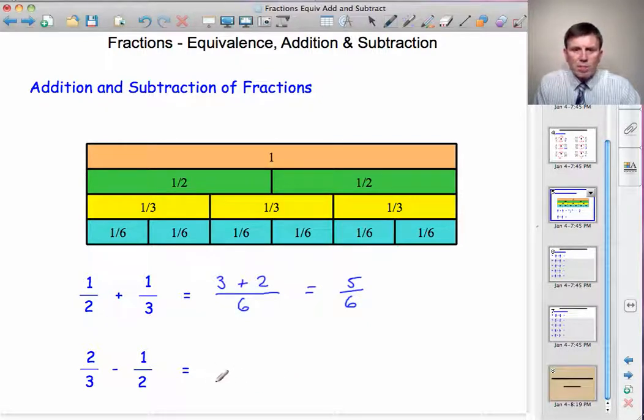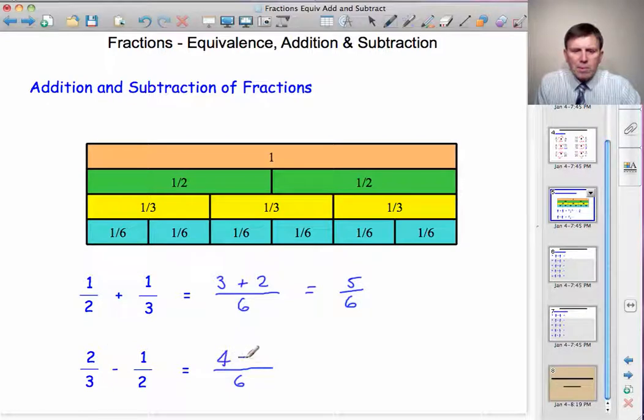Subtraction works in a very similar way. I'm still going to need a common denominator for the two fractions, a denominator that's the same for both of them. So 3 times 2 is 6, that's the lowest number they'll go into. So again, we put everything over 6. Now I want this one expressed in sixths. I've multiplied the bottom by 2, so do the same to the top. 2 times 2 is 4.